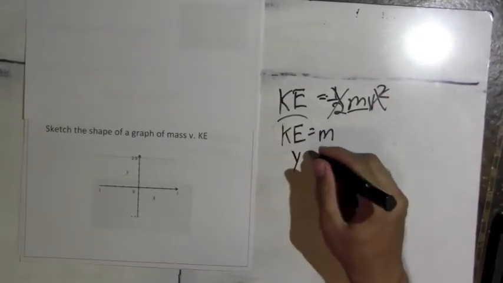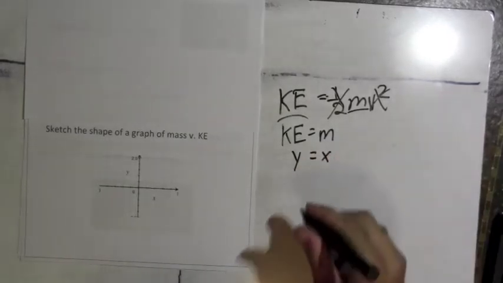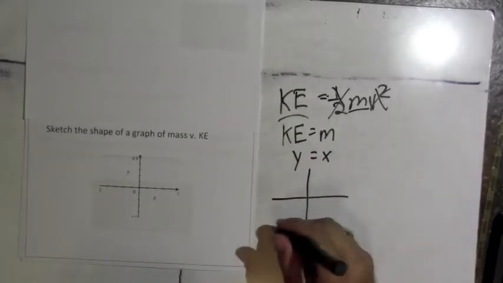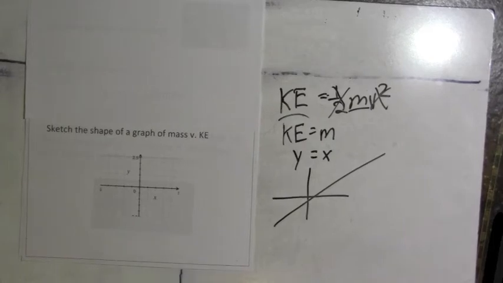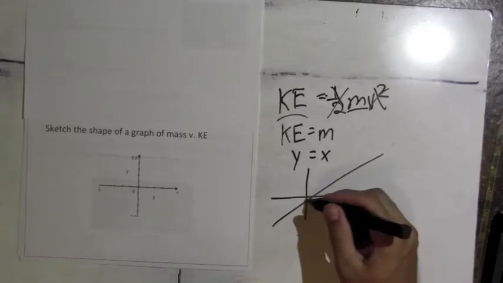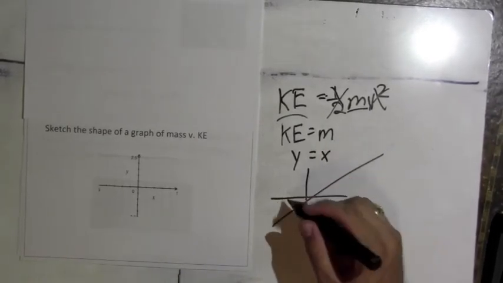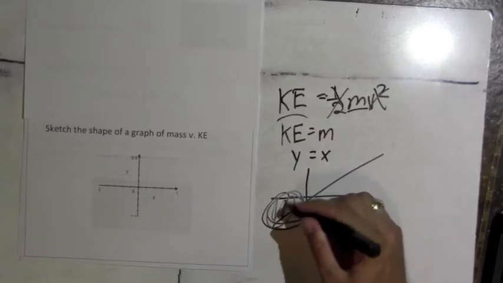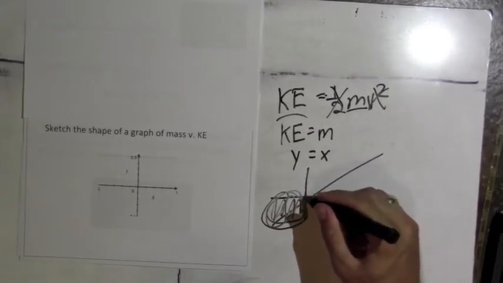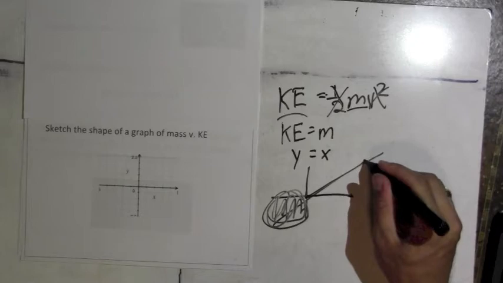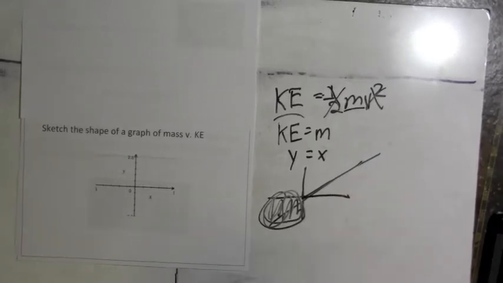Now, y equals x, and we should know from experience that a y equals x graph looks like this. Remember, this part of the graph has no physical meaning because you cannot have a negative mass. So really, your graph should look like the positive quadrant, where you just have a line going upwards with no negative values.